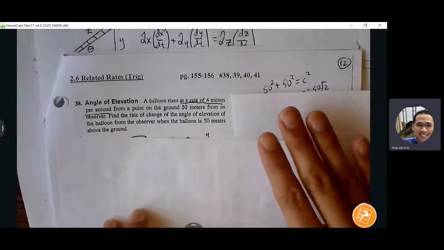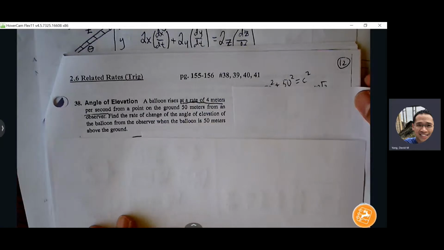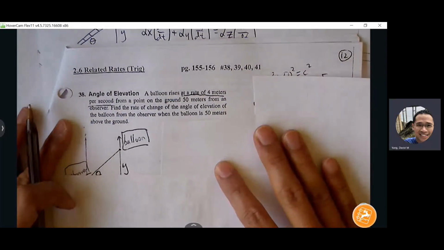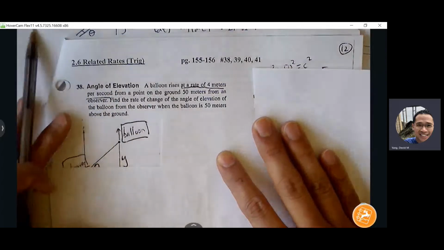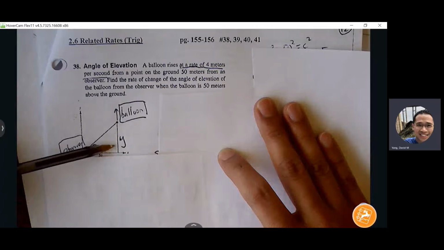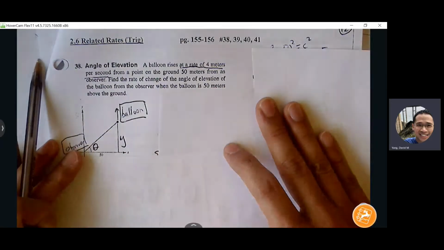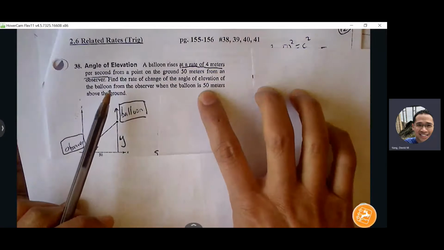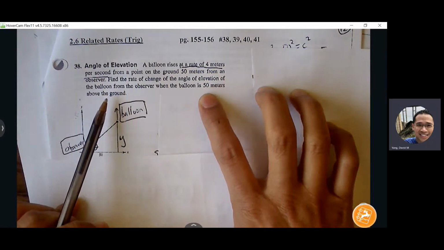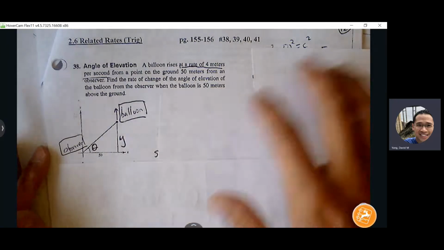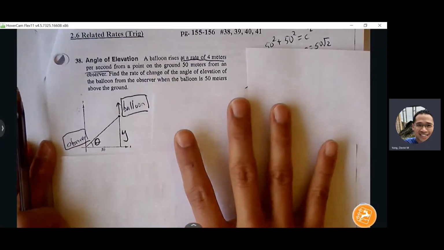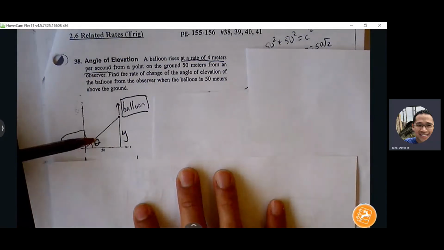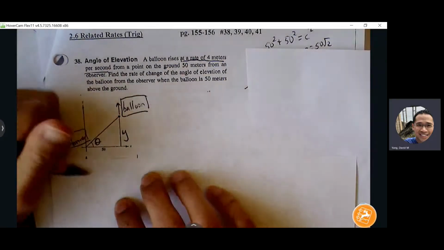Okay, reading the problem here. A balloon rises at a rate of 4 meters per second. Okay, again, we're at page 12. From a point on the ground 50 meters from the observer. So we have the balloon that's rising. Observer is standing 50 feet horizontally from where the balloon begins to rise. Find the rate of change of the angle of elevation of the balloon from the observer when the balloon is 50 meters above the ground. So let's go ahead and create our trig equation here. Which trig equation can we use that will hit theta, y, and 50? Tangent. Okay, so here we have to use tangent here.